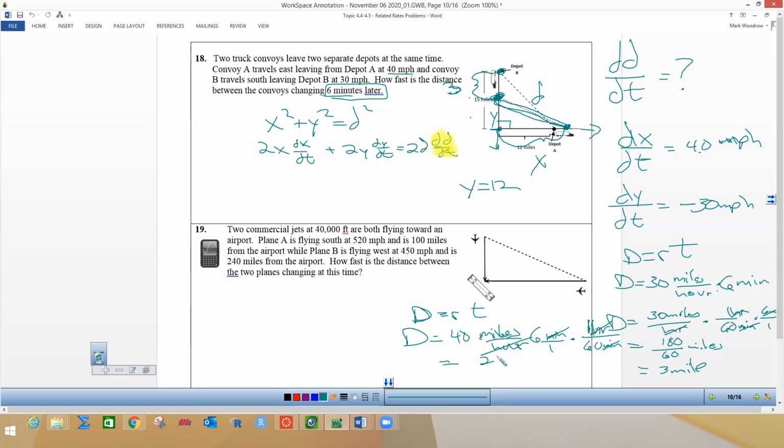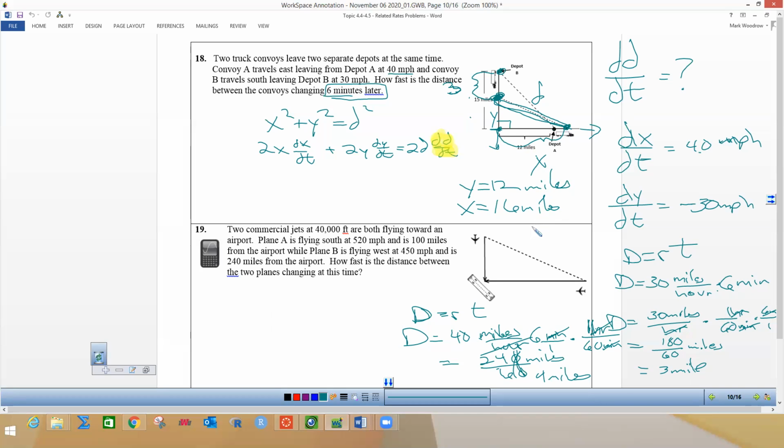So this is going to be 240 miles divided by 60. So let's see, those reduce. So this truck will have traveled 4 miles. So he started at 12 and he went 4 miles. So what's X equal then? 16 miles. Do you see where those come from?